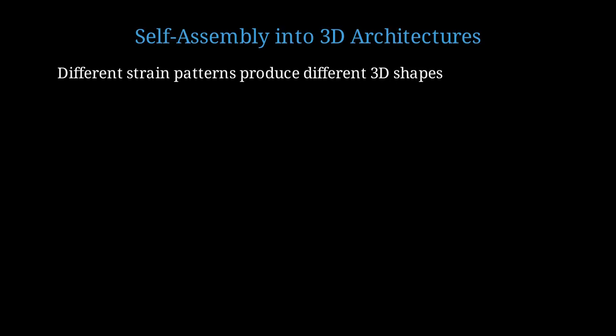One of the most exciting aspects of this phenomenon is the spontaneous self-assembly into three-dimensional architectures. By engineering the spatial distribution of strain across a nanomembrane, you can program it to fold into a specific three-dimensional shape when released. A uniform bilayer with top-bottom strain asymmetry will roll up into a microtube, like a miniature scroll.